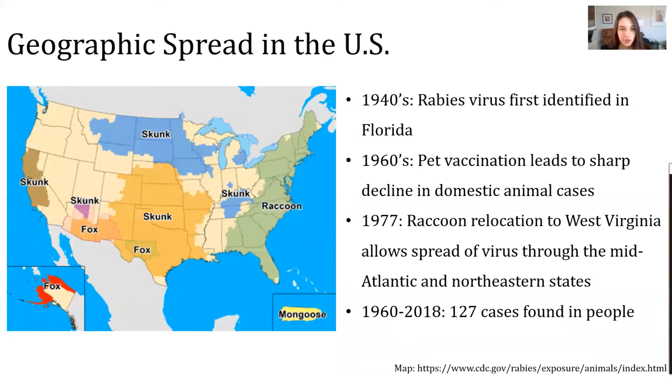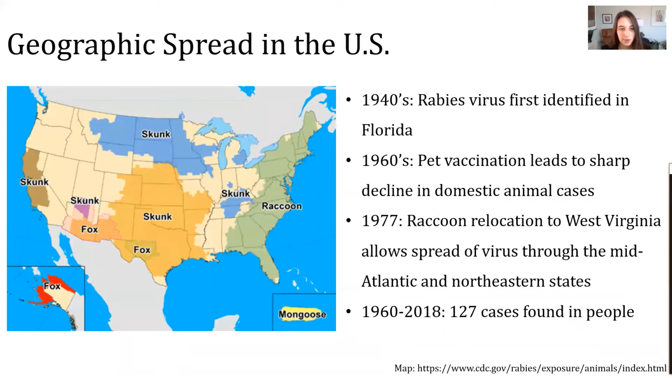Rabies virus has been circulating in the United States for decades after being identified in Florida in the 1940s. Prior to 1960, the majority of cases were seen in domestic animals. However, the introduction of pet vaccinations led to a decline in cases in domestic animals. The decrease in cases in domestic animals led to a decrease in human fatalities, and there were 127 cases of rabies in humans between the years 1960 to 2018 in the United States.